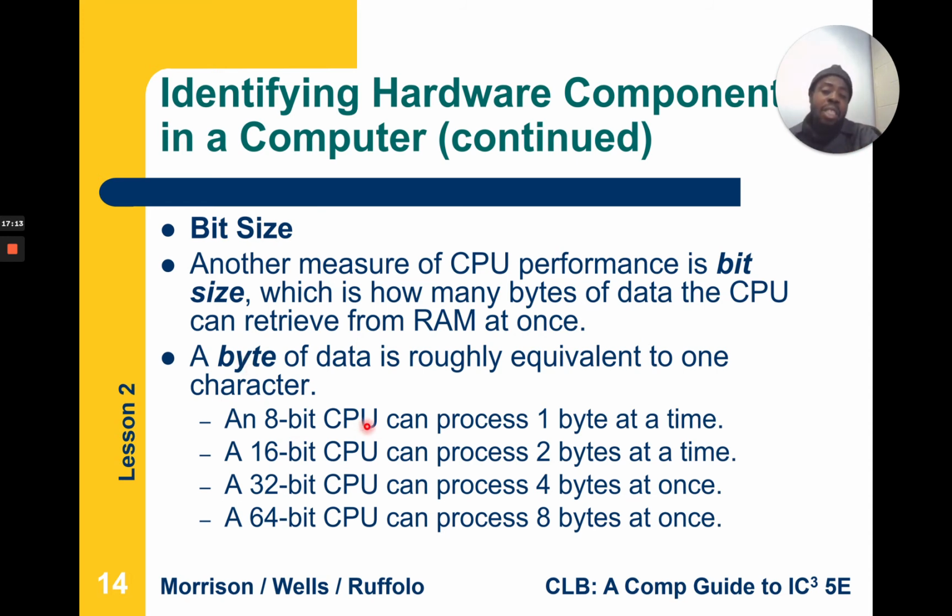So an 8-bit CPU can process only 1 byte at a time. A 16-bit CPU can process 2 bytes. So the higher the number of bytes that the CPU can process, the higher the performance. So a 64-bit CPU can process 8 bytes at once. That's a lot of work, man.